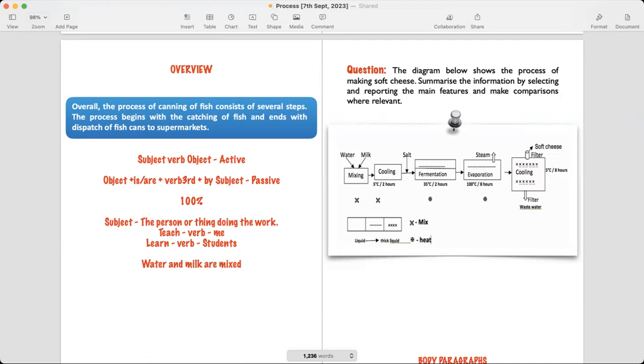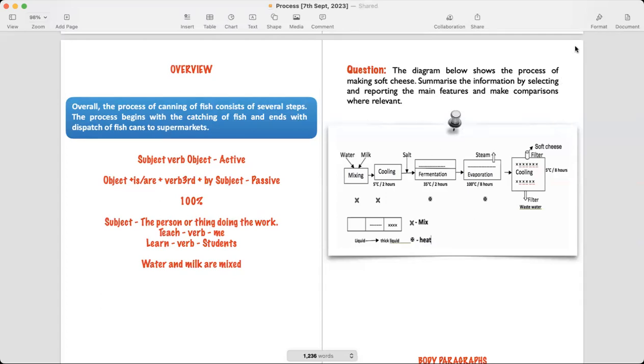Start thinking what? Verb. And then think what the verb is. Then you think of the object. After you think of the object, write the object first, and then you write is or are and then the verb third form. That's how you're going to do it. Is it clear till now? Yes, sir.